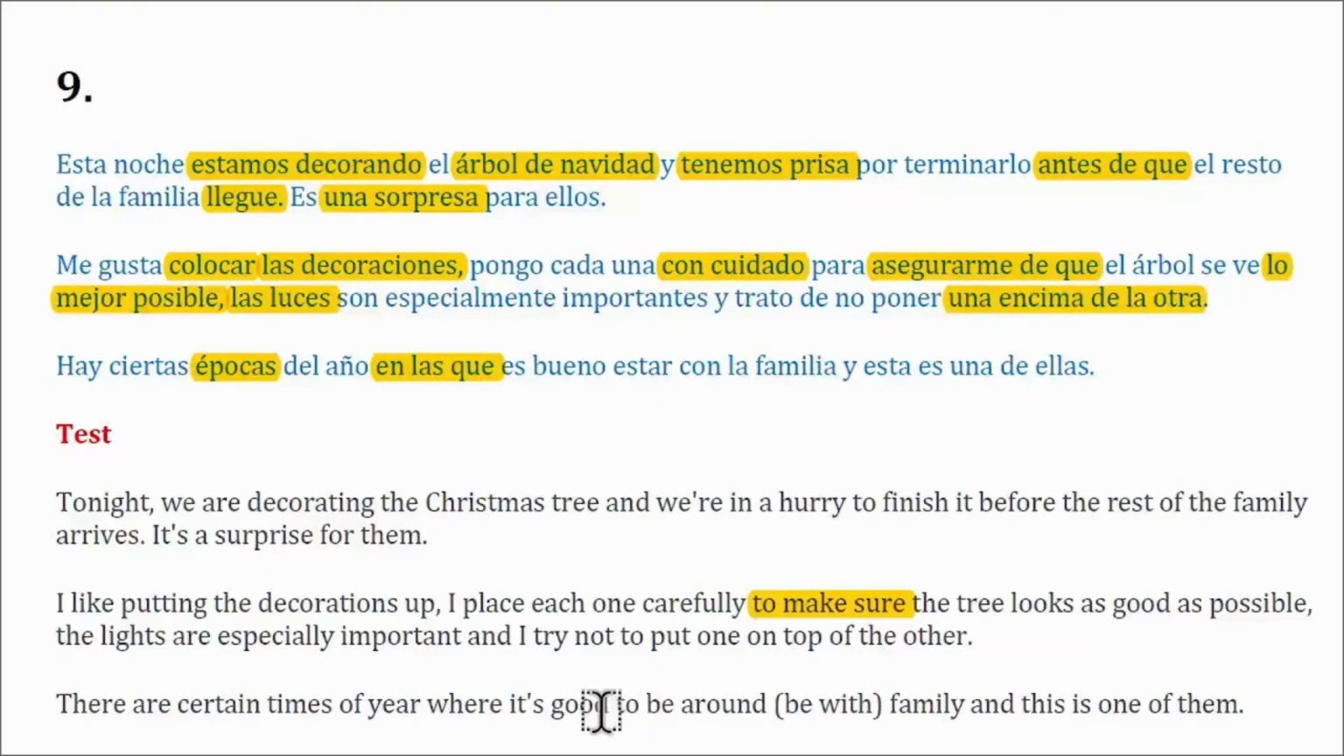In English we'd say it's good to be around, but in Spanish it's easier to simply say it's good to be with familia. Again, using the definite article, la familia. Y esta es una de ellas. Look at this. One of those. So this again is referring back to épocas. So this is one of those, una de ellas, referring to épocas, one of those times. You have to be quite careful in this last half of the sentence here and this one here, because there's a lot of words at the end of the sentence that are referring to nouns that happened up front.